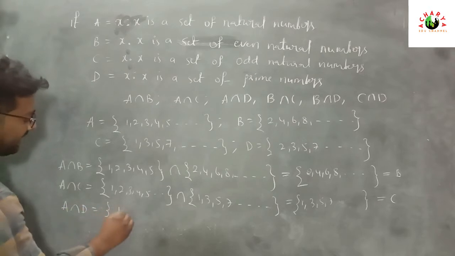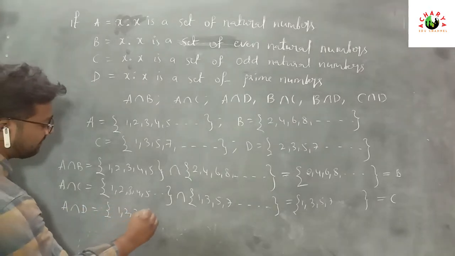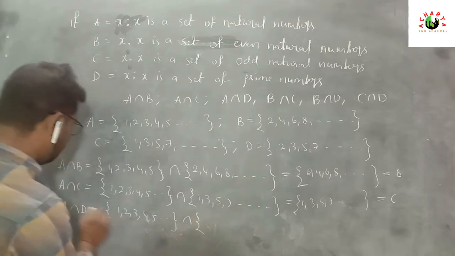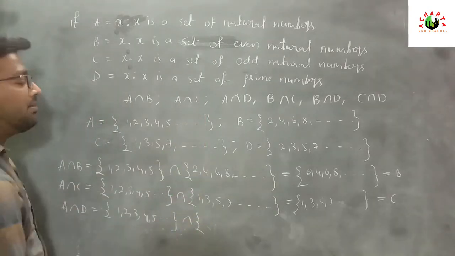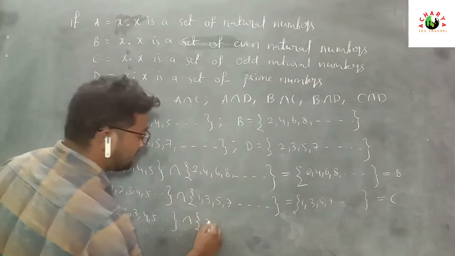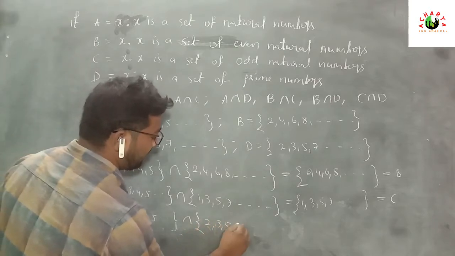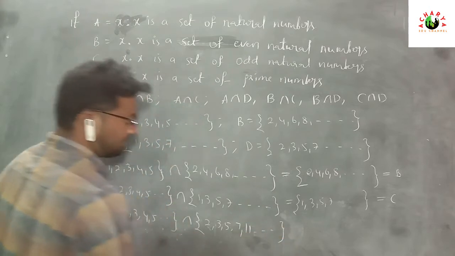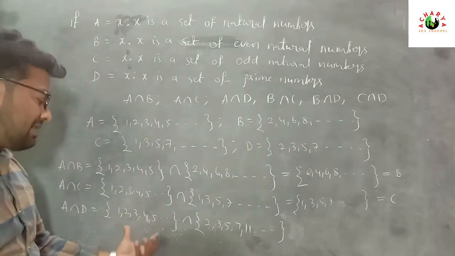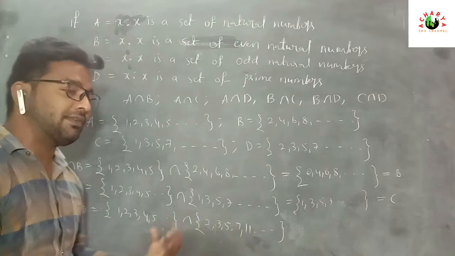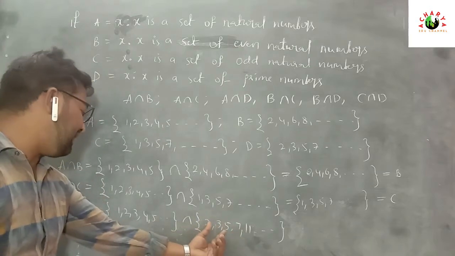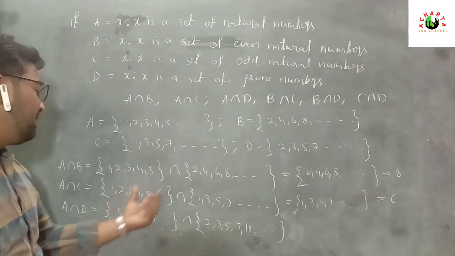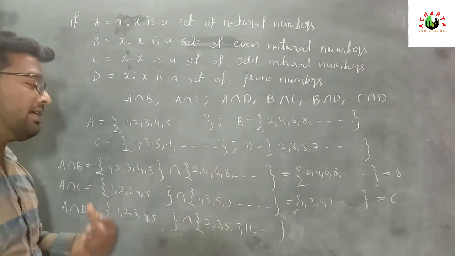Here also the same. A is the total natural numbers, starting from 1, 2, 3, 4, 5, and so on. Intersection. Here D represents what? Prime numbers. The set of prime numbers means 2, 3, 5, 7, 11, and so on. So in A, all the natural numbers, including prime numbers, are available. So here D is a subset of A. Here also C is a subset of A. Here B is a subset of A.